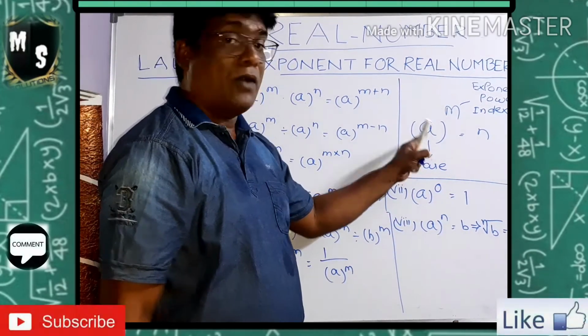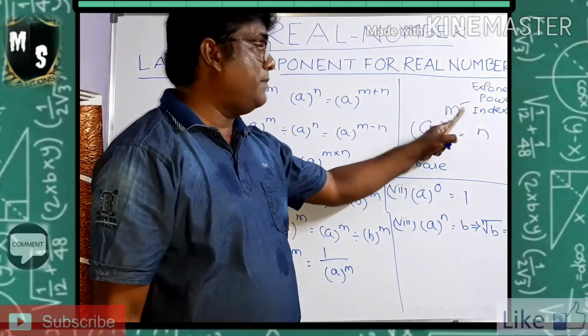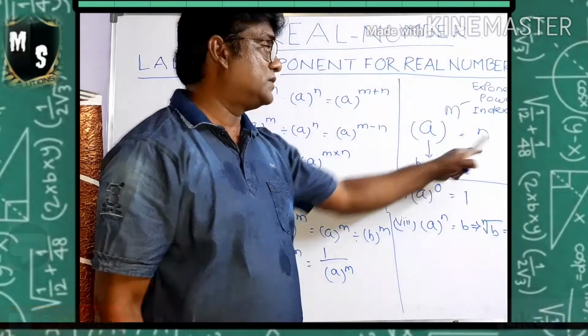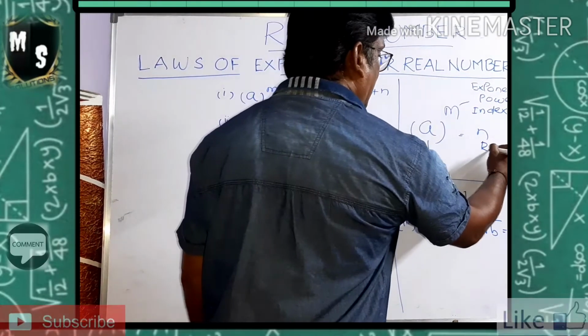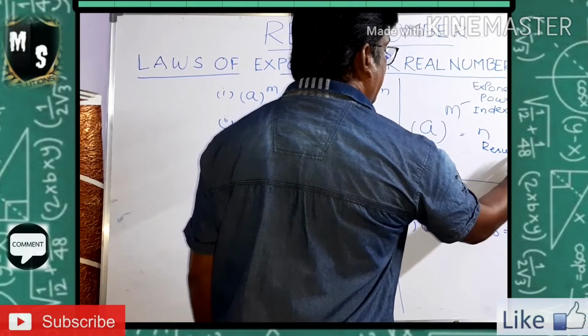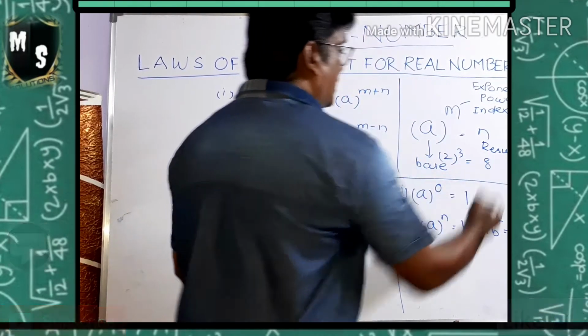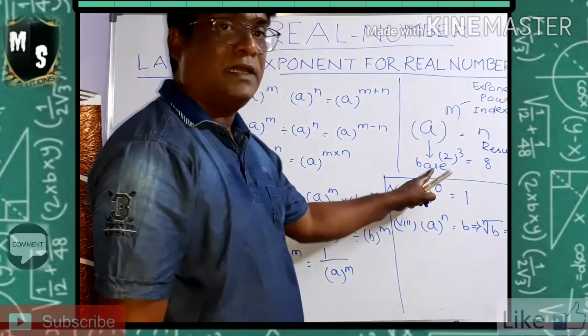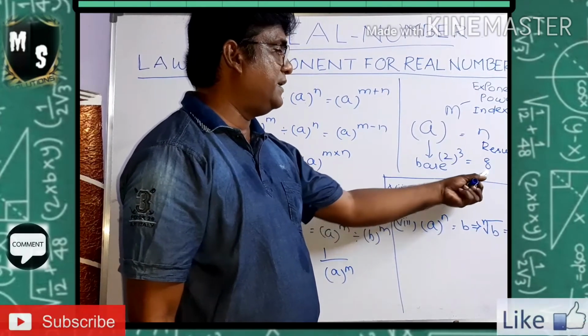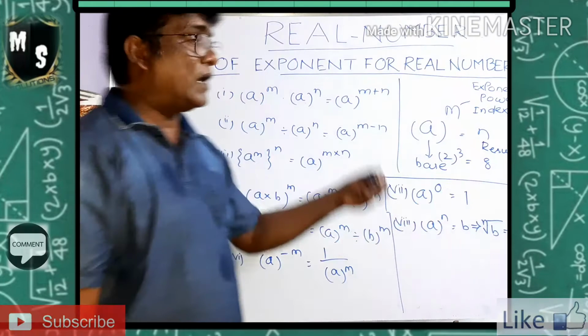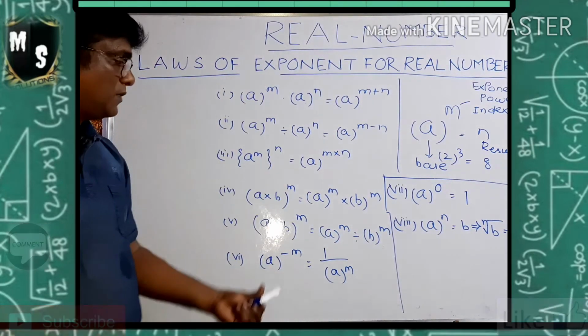So how to read this? a to the power m is equal to n. n is called the result, R-E-S-U-L-T, result. Now take 2 to the power 3, let a is equal to 8. Now 2 is our base, 3 is our exponent and 8 is our result. So according to this, we are going for some laws here.